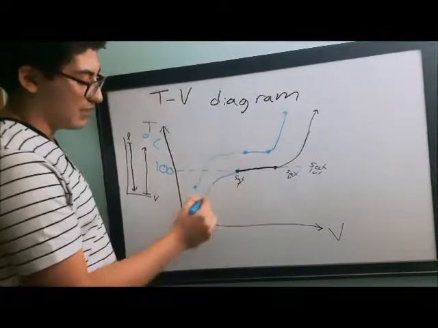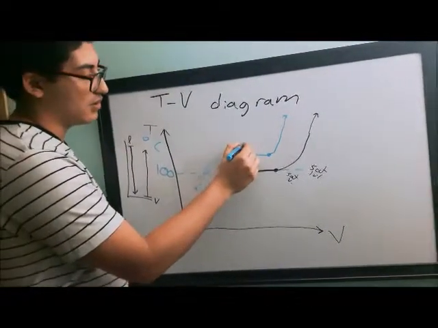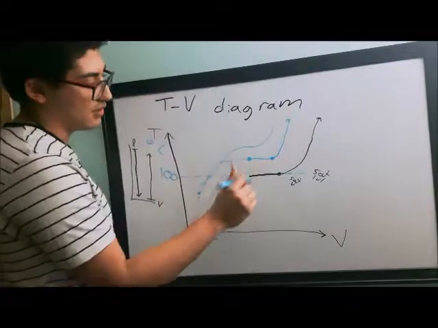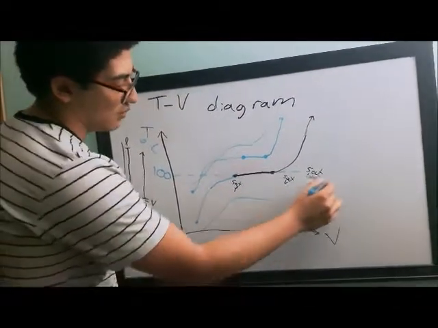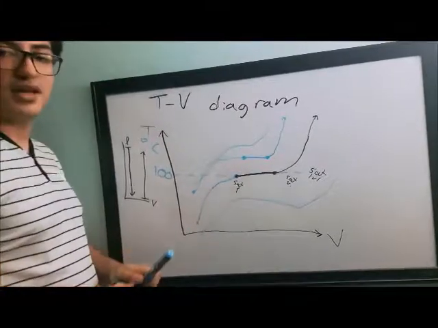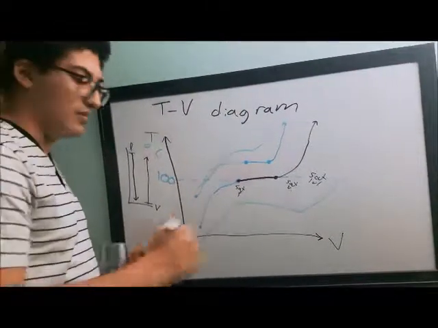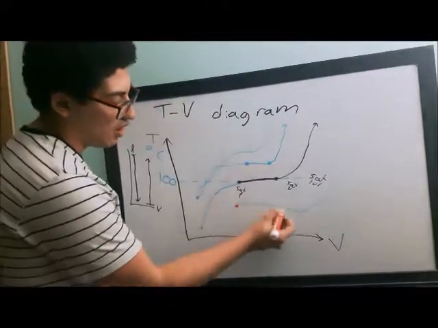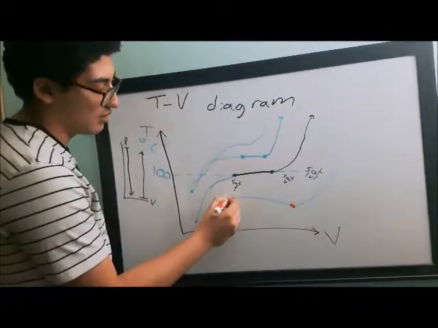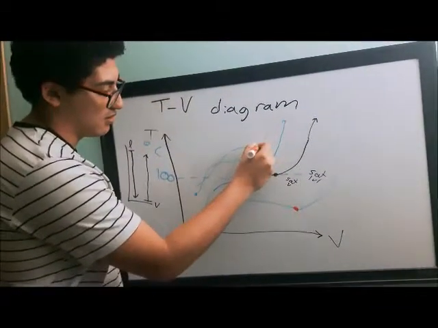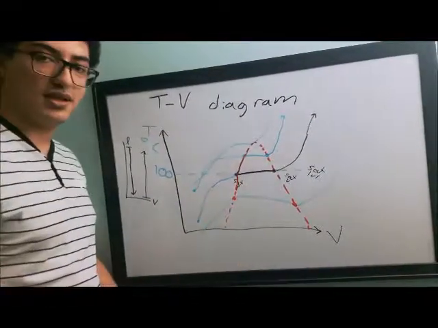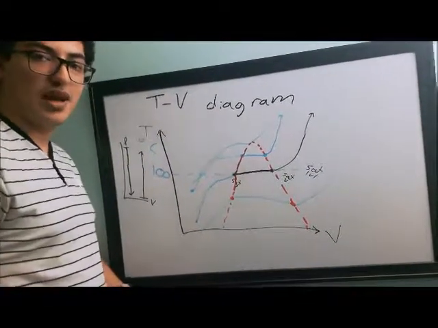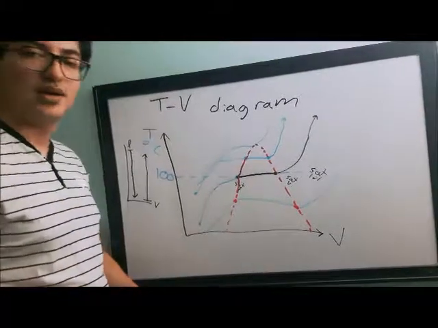And if we do this with many samples, we're actually going to see a trend, which is that it forms a dome if we link all the saturation points. And with this, we can easily predict the temperatures at which water is going to evaporate.